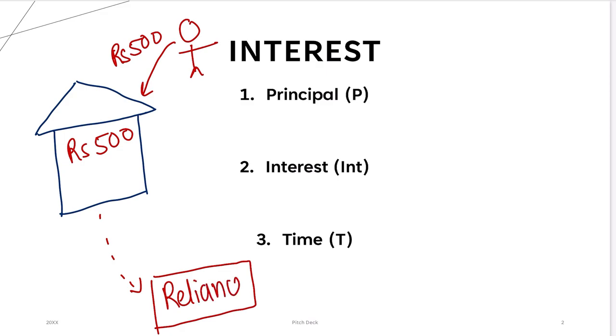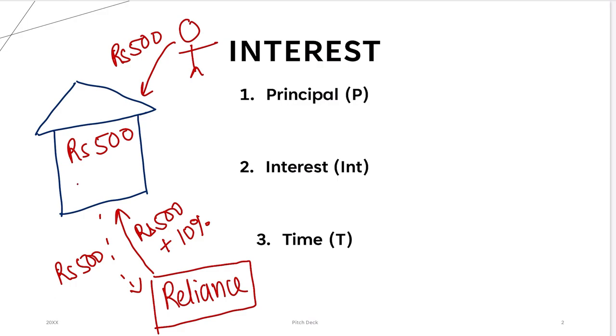So Reliance will get this money of 500 rupees which we have given to the bank, and Reliance after some time, suppose after 1 year, gives this 500 back plus suppose 10% extra, right? 10% extra Reliance pays back. So 10% extra means 500 rupees of the original amount plus 10%, 50 rupees extra as an interest to the bank, right?